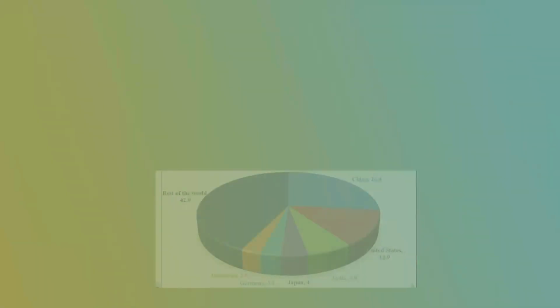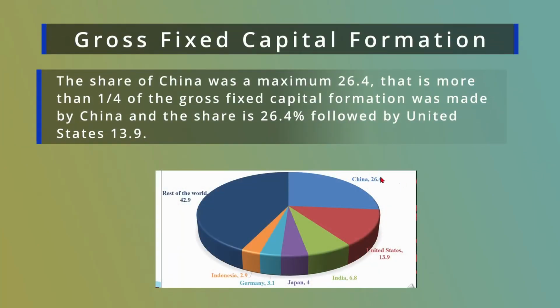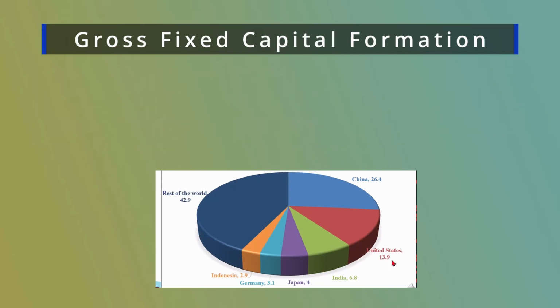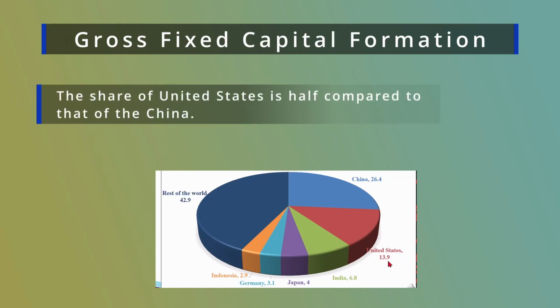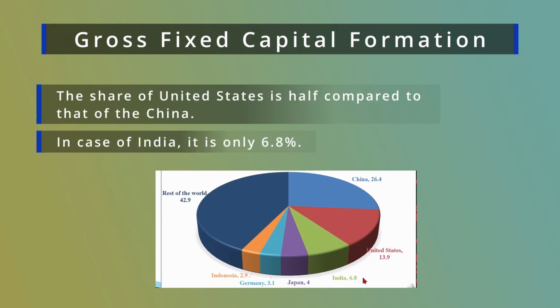This figure helps us to understand the percentage share of gross fixed capital formation. This gross fixed capital formation is a very important ingredient for the GDP. Here the share of China was a maximum 26.4%, that is more than 1/4 of the gross fixed capital formation was made by China, followed by United States 13.9%. The share of United States is half compared to that of China. In case of India, it is only 6.8%.